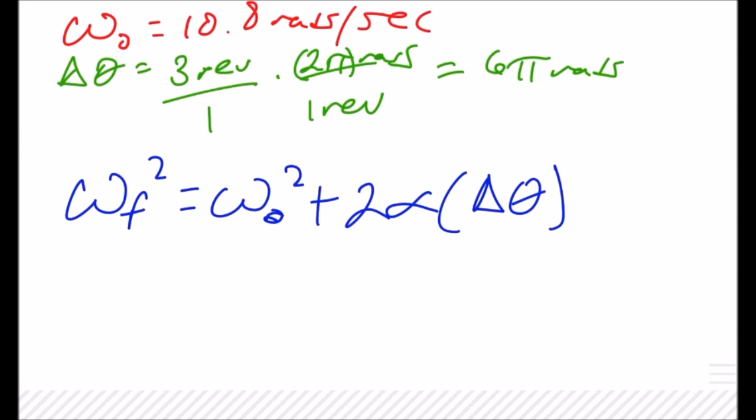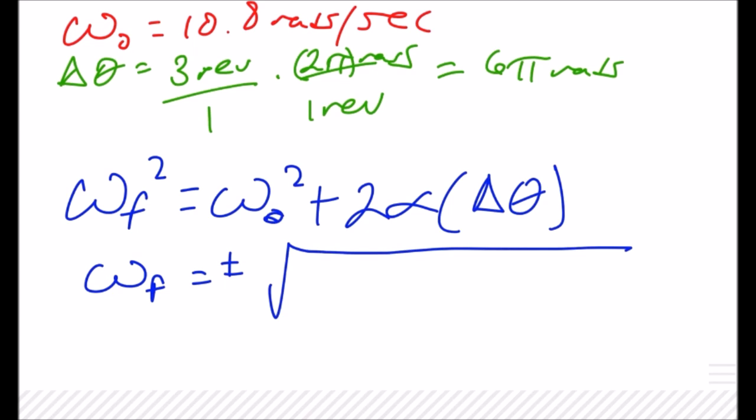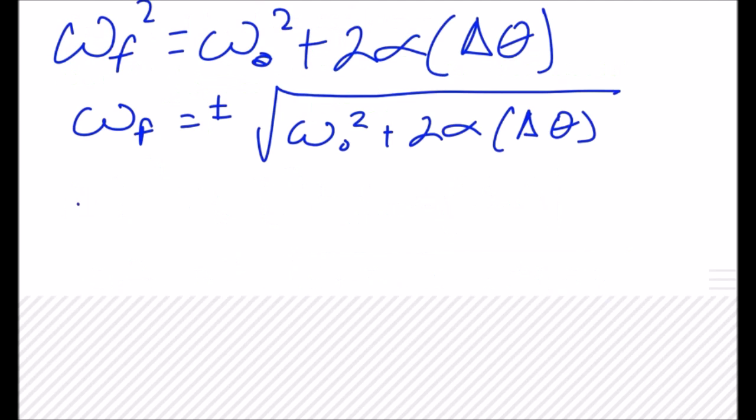Okay, so do I want to solve for omega final squared? No. So what should I do? And what happens when I add a square root into something? Plus or minus. Very good. Okay, so I'd like you to go ahead and start plugging your values in. Don't forget to square your initial angular velocity.